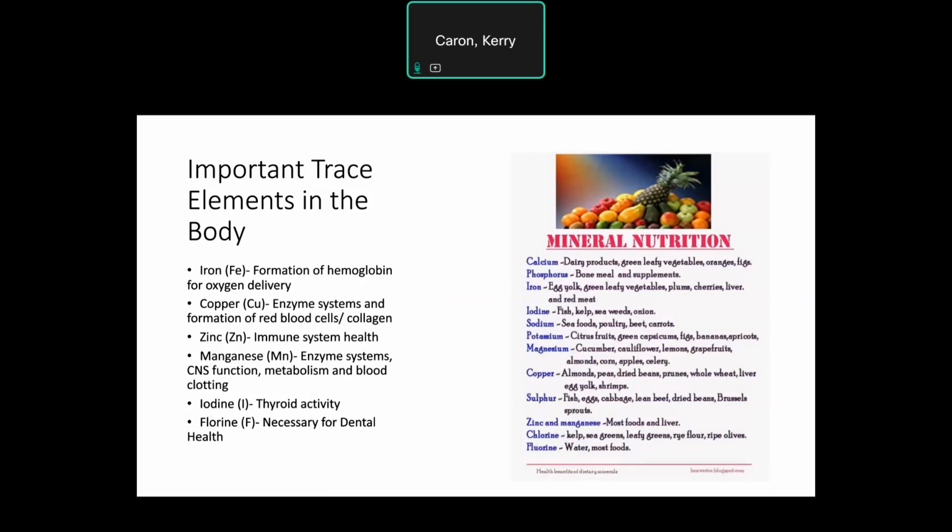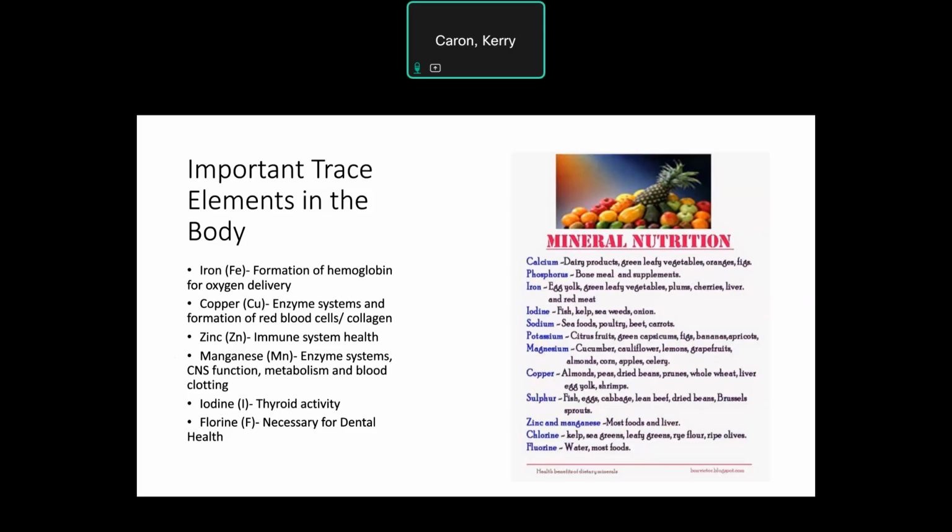Copper, Cu, helps with enzyme synthesis systems and formation of red blood cells and collagen. And that's found in almonds, peas, dried beans, prunes. You can see the list. Zinc, if you take zinc before you're getting a cold, it helps with immune system health. Manganese, again, the enzyme systems, your central nervous system, metabolism, blood clotting.